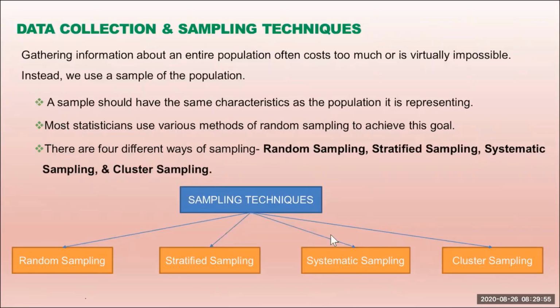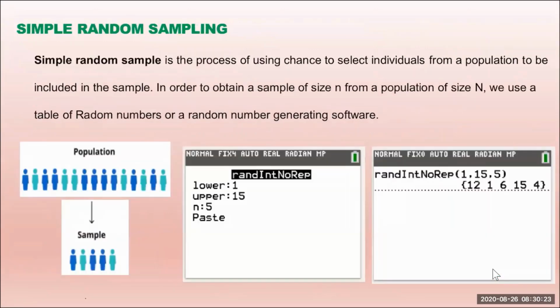So sampling techniques, there are 4 types: random, stratified, systematic, and clustered. Now what we are going to do in the next slide is go over each of these and understand the technique in each, because later on when you see the examples, you'll be given a situation, and by reading the situation you must be able to label it as a random sample, stratified sample, systematic sample, or clustered sample.